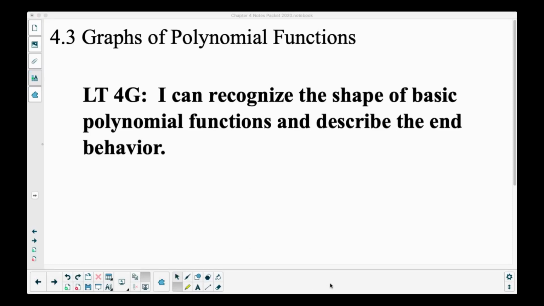This is 4.3, graphs of polynomial functions. We are going to be looking at the shape of basic polynomial functions and also describe the end behavior.